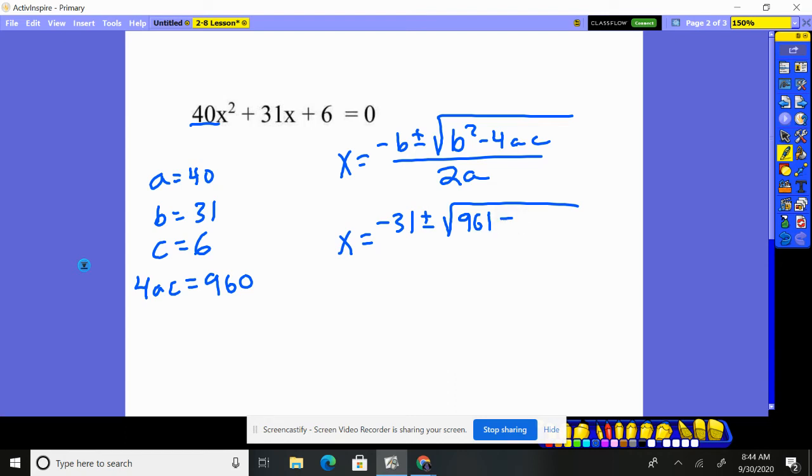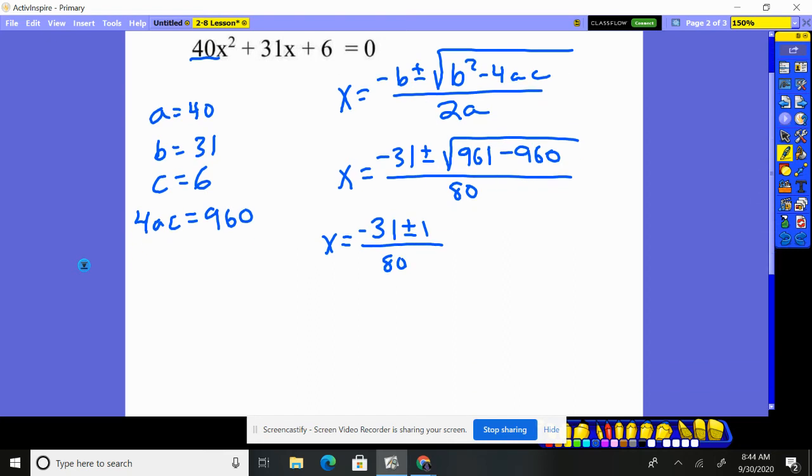Minus, we already did 4AC, 960. And 2 times A is 80. Negative 31 plus or minus the square root of 1. Now, they're not going to always come out pretty. It might come out as the square root of 20, and then you're just going to have to use the calculator and get your answer. That's okay. This one did come out beautifully. So I get plus or minus the square root of 1, which is 1, all over 80.